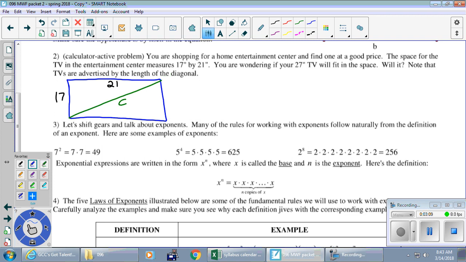So let's use our theorem. I'll just write it again here. A squared plus B squared equals C squared. A and B are 17 and 21 in either order. I'll do 17 squared plus 21 squared. But it's okay if you reverse those two. Important one is the C. C has to be by itself in the equation. Okay, this is going to be a calculator active problem, but not just yet.